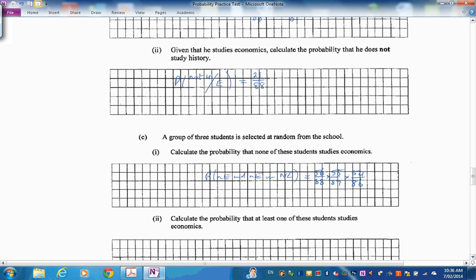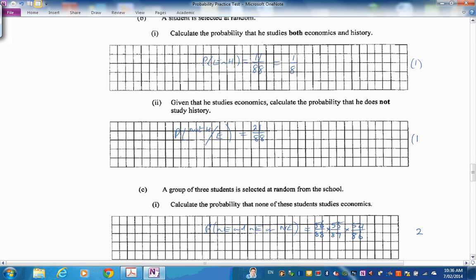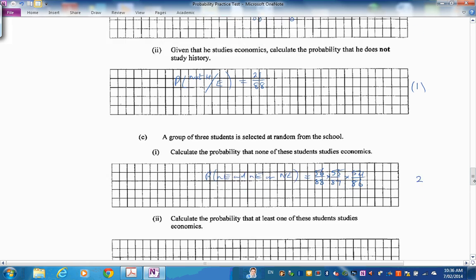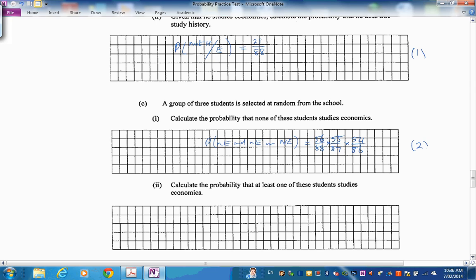Okay, so there, 2 marks for that answer. Don't worry about simplifying it. Oh, hang on, I've messed this up here, haven't I? I haven't put the mark scheme up here. This is 1 as well. I think we're only giving 1 for that as well. So here there's 2 for none of these students study economics.